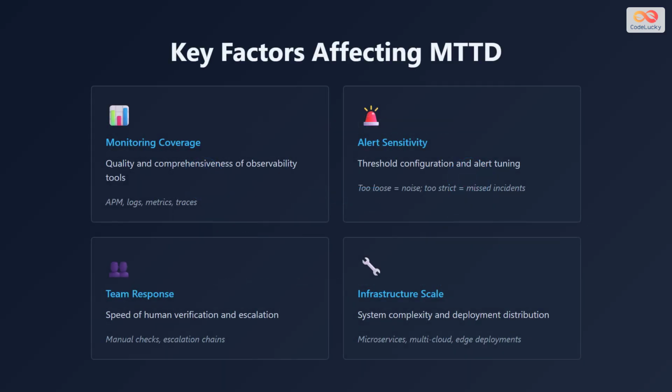Several factors influence how quickly you can detect incidents. Monitoring coverage is the foundation. If you are not collecting comprehensive metrics, logs, and traces across all your systems, you will miss incidents. Alert sensitivity matters too. Poorly tuned alerts either generate too much noise or miss real problems. Your team's response speed is critical. Even with perfect detection, if humans take too long to verify and act, MTTD stays high. Finally, infrastructure scale and complexity affect detection difficulty. Microservices, multi-cloud deployments, and distributed systems are harder to monitor effectively.